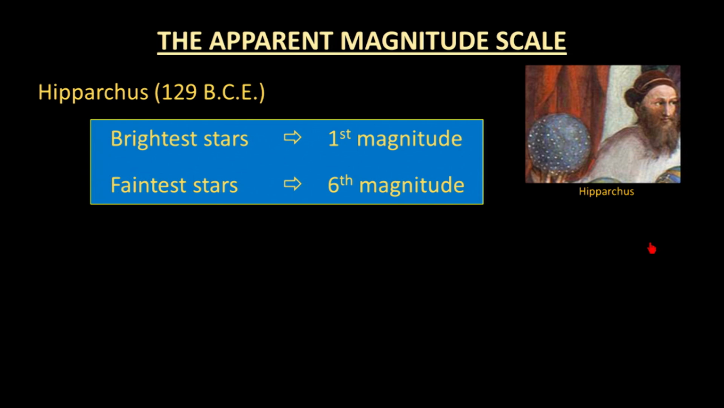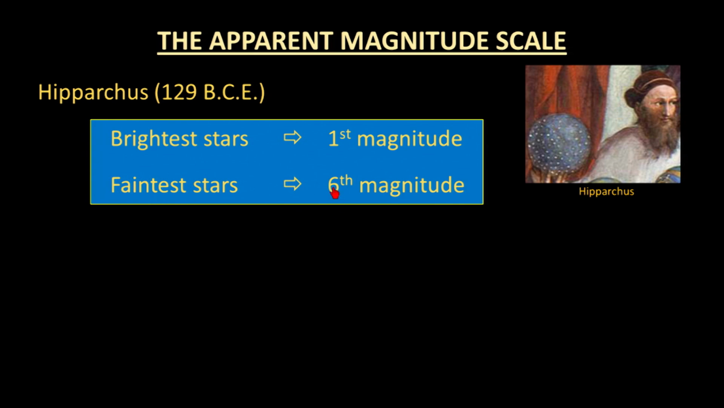Now, what I want you to notice is that there's something a little awkward about the way that he did this. Notice that the stars that are the brightest have the smallest number, and the stars that are the faintest have the largest number.